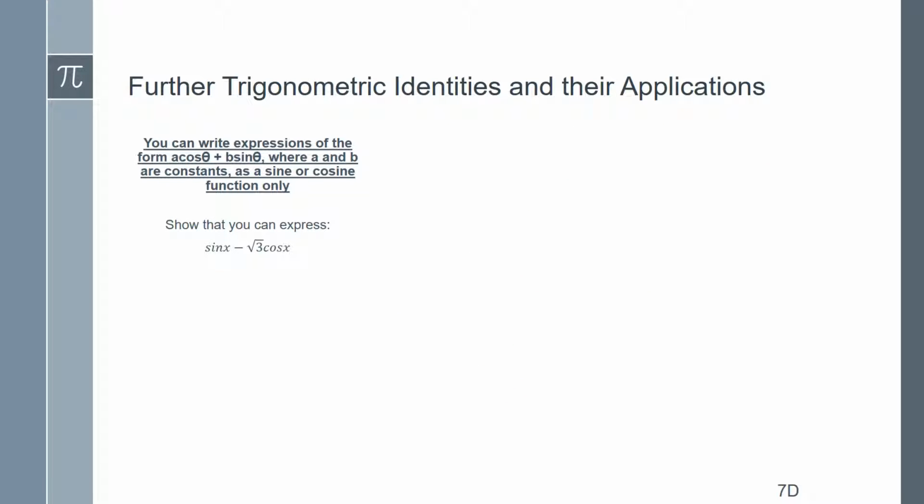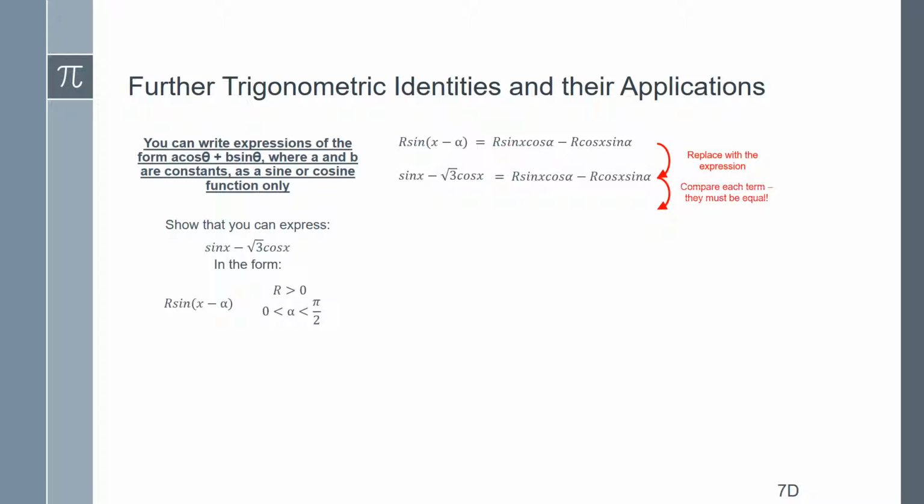Show that you can express sine x minus root 3 cos x in the form r sine (x minus alpha), where r is bigger than 0 and alpha is between 0 and pi over 2. So first up, addition formula: r sine x cos alpha minus r cos x sine alpha. Replace the expression. Compare the terms. So 1 must be the same as r cos alpha and root 3 must be the same as r sine alpha. Pythagoras to find what r is.